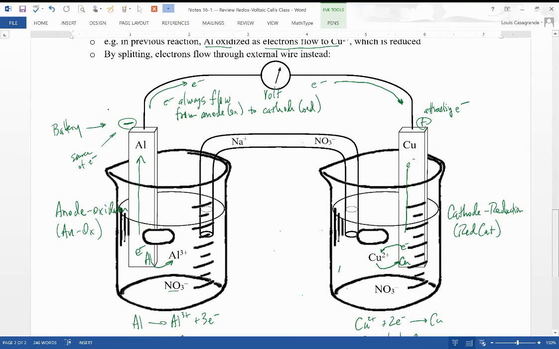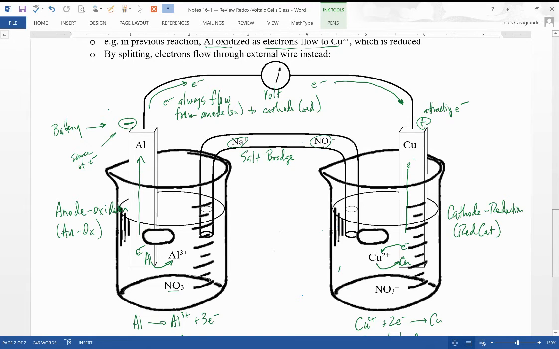Now, there's another thing going on here that we need to talk about, and that is this thing in the middle with the sodium and the nitrate in it. That's another solution that bridges between one side and the other. In fact, this is called a salt bridge.